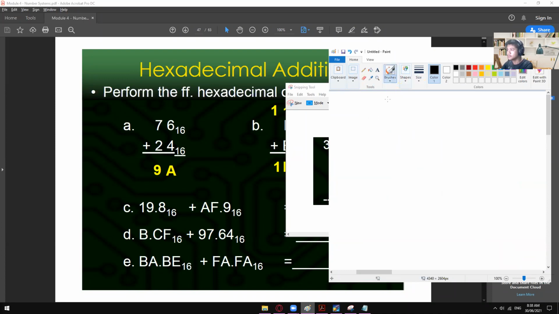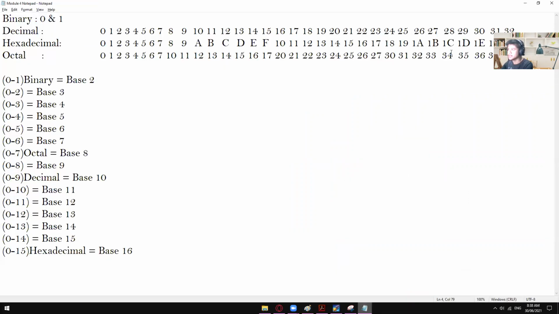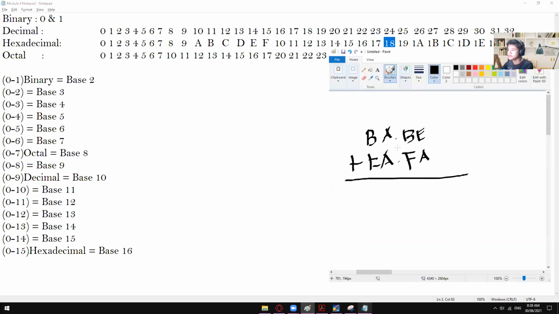Okay, so let's answer letter E. So BA.BE plus FAFA.FA. So BE plus FA. Okay, so E again is 14 and then A is 10. So 10 plus 14 is 24. And in hexadecimal, 24 is equal to 18. Okay, so carry 1, bring down 8.